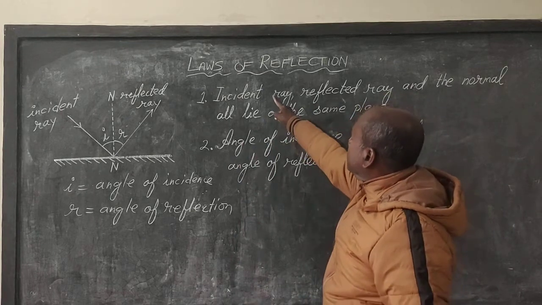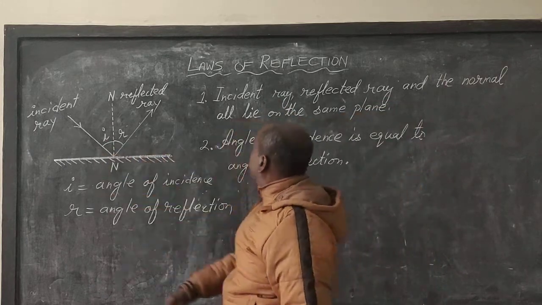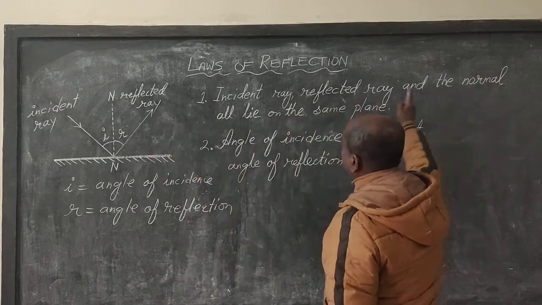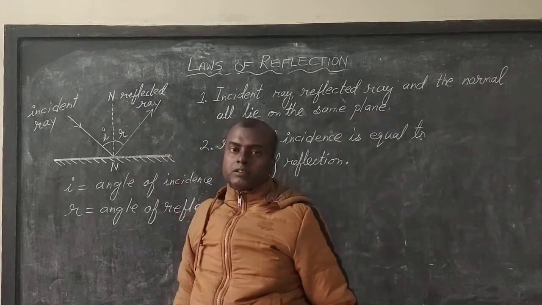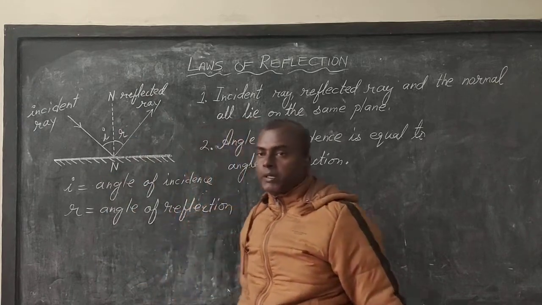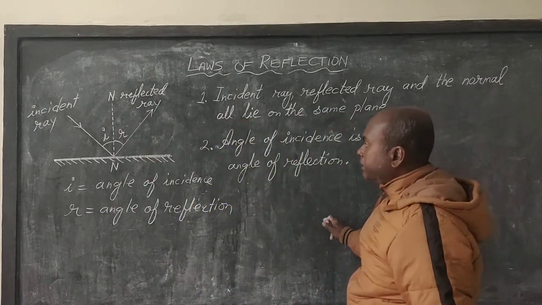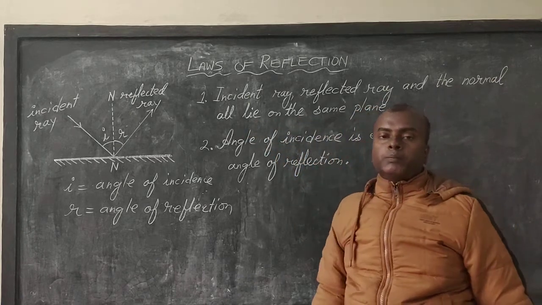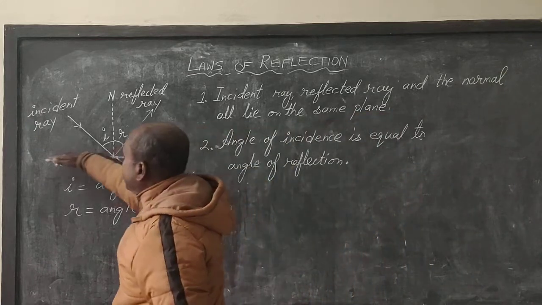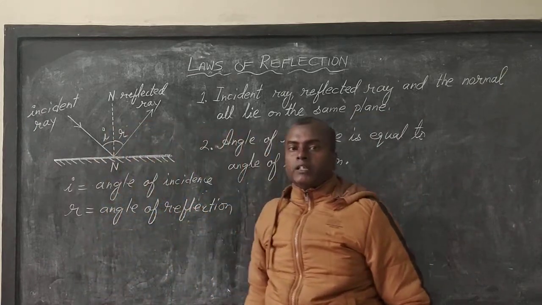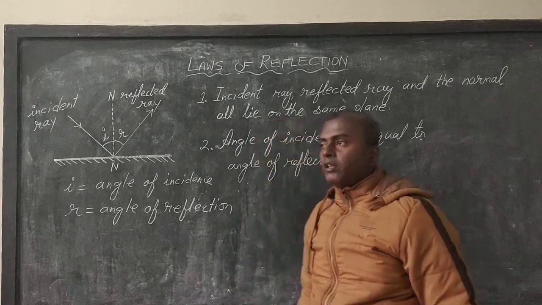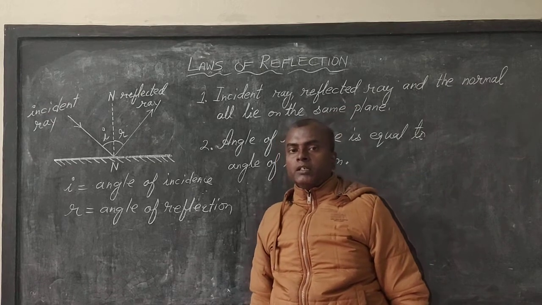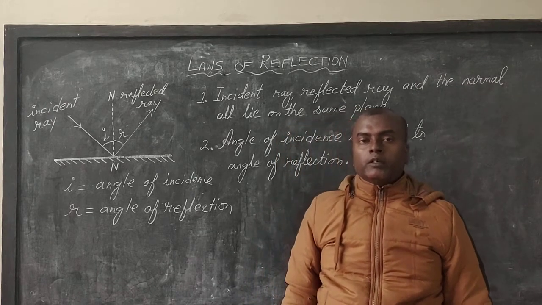The first one: the incident ray here, the reflected ray this, and the normal this. The normal is drawn as a dotted line. You all know it's an imaginary line. So all these three lines lie on the same plane. Now, which plane are we talking about? The plane of the mirror, the plane of reflection. All these three lines, incident ray, reflected ray, and normal, lie on the same plane of reflection.